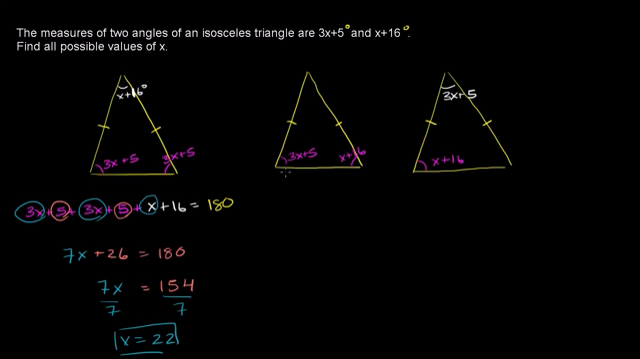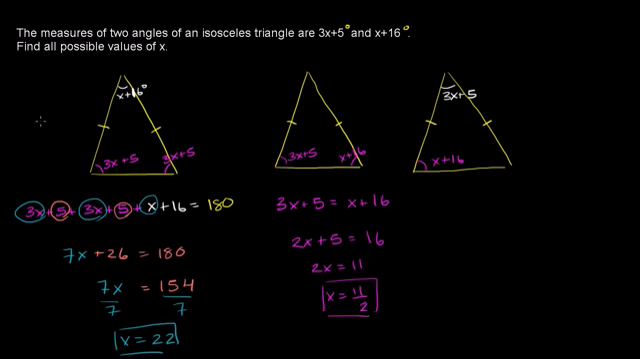Now let's think about the second scenario over here. Now we have these two angles are going to be equal to each other because they're both the base angles. So you have 3x plus 5 is equal to x plus 16. Well, you can subtract x from both sides, and so this becomes 2x plus 5 is equal to 16. We can subtract 5 from both sides, and you get 2x is equal to 11. And then you can divide both sides by 2, and you get x is equal to 11 halves. So that is our second scenario.